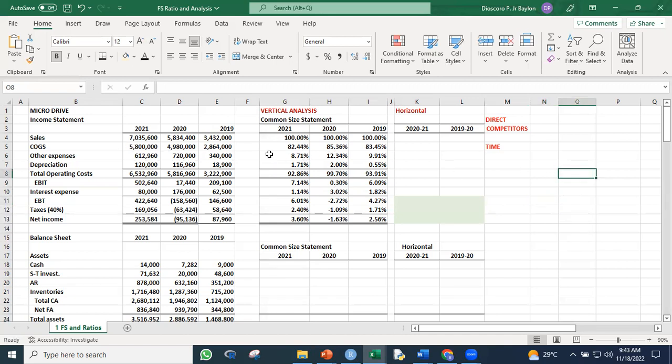Okay, so let's quickly take a look at what this means. For instance, in 2021, cost of goods sold accounted for 82% of the sales. Which means if you sold 100 pesos of goods, 82% of that is cost of goods. Around 8.7% is coming from other expenses, 1.71% is depreciation. So if you add the total operating costs for every 100 pesos of sales, around 92.86 centavos is total operating costs. That gives us only 7 pesos and 14 centavos of operating profit for every 100 pesos of sales. The interest expense is 1 peso and 14 centavos, giving us a before tax profit of 6 pesos and 1 centavo.